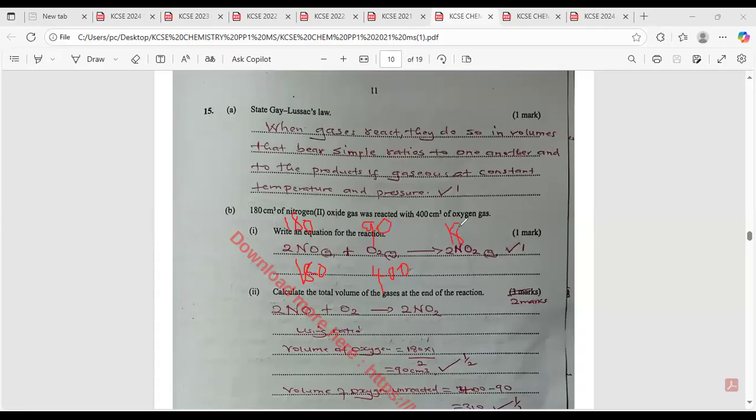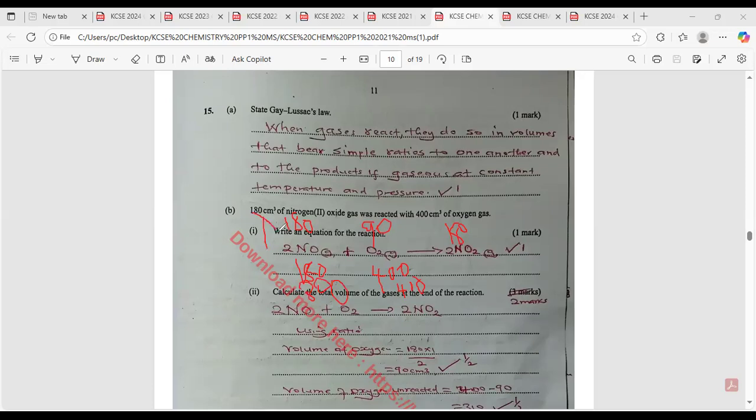That is if we assume the nitrogen 2 oxide was accurate. But if we take oxygen to be the one that is accurate, this one is going to be 400. And 400 will require 800 of nitrogen 4. 800 of nitrogen 4. Then now we analyze it critically.